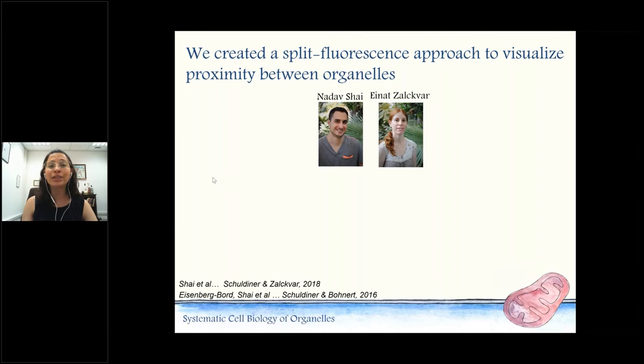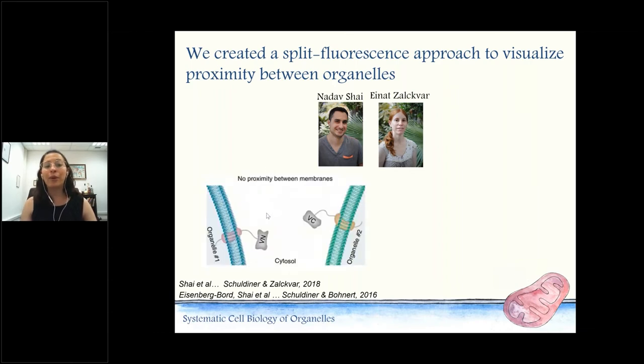And they use a split fluorescent approach to visualize these proximities between the organelles. So the idea is quite simple. We take a fluorescent protein, in this case, a Venus protein, and we split it into two halves. We tag organelle one with one part of the Venus, the VN, and we tag organelle two with the second part of the Venus, the VC. And you can imagine that these VN and VC are coating the entire organelle.